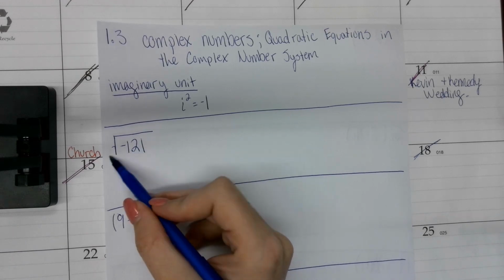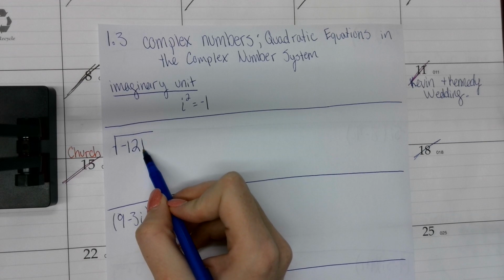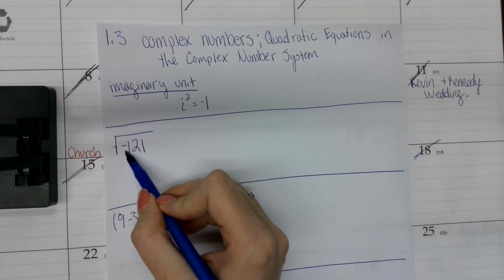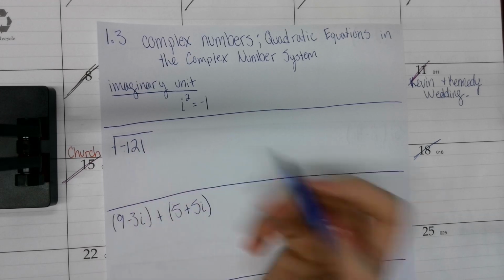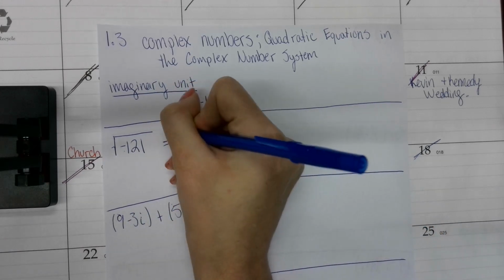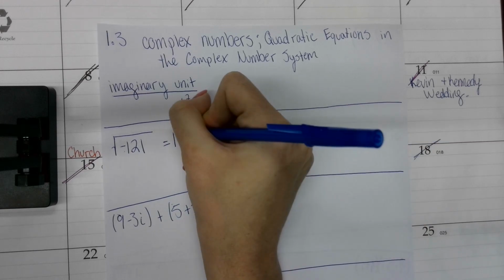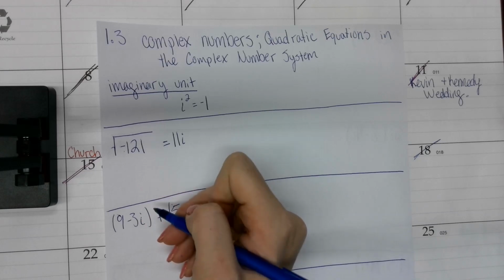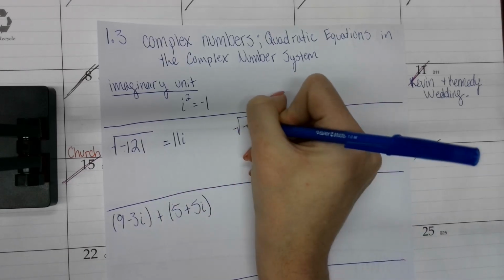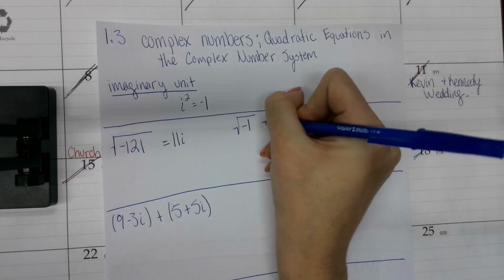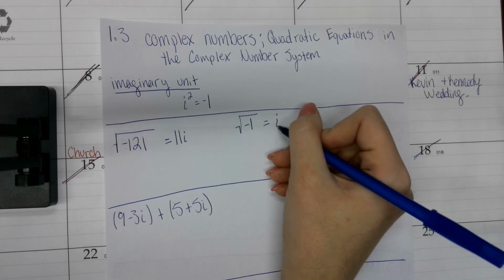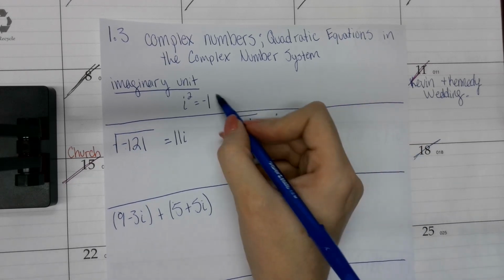So we know that the square root of 121 is 11. And before, if there was a negative under this square root sign, we would say that this is not a real number, which it is still not a real number. It's an imaginary number. So the square root of negative 121 would be 11i, because the i is the root of a negative number. So the square root of negative 1 is i. And if I had i squared, it's going to give us this negative 1.